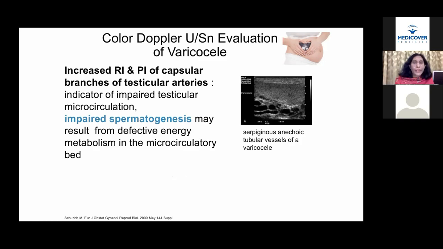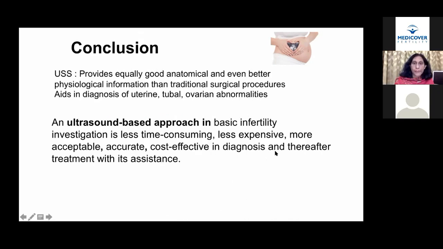And of course, we can put color here also. If there is an increased RI and PI of capsular branches of the testicular arteries, we can predict the testicular microcirculation. Impaired spermatogenesis may result from the defective energy metabolism in the microcirculatory bed. So this is a serpiginous and equatubular vessels of a varicocele.